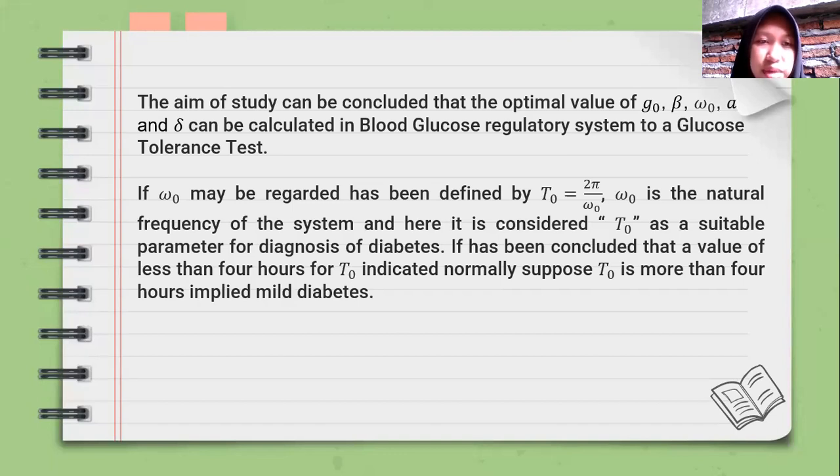Omega 0 is defined by T0 equal to 2 pi over omega 0, where omega 0 is the natural frequency of the system, and here we consider T0 as a suitable parameter for the diagnosis of diabetes. It has been concluded that a value of less than 4 hours for T0 indicates normal, while if T0 is more than 4 hours it implies mild diabetes.